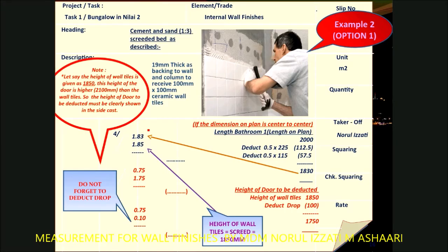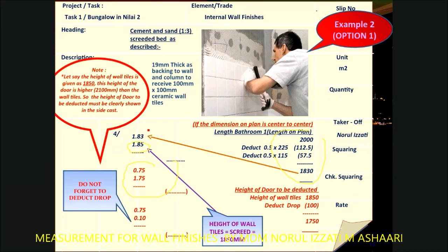Now let's look at this example. As usual, you have to find the length and the width. If you look at this one, the height of the wall is equal to the specification that has been given, because we know that the tiles and the screed are 185, or 1.85. But remember, you have to deduct the drop area, either combined or separately.